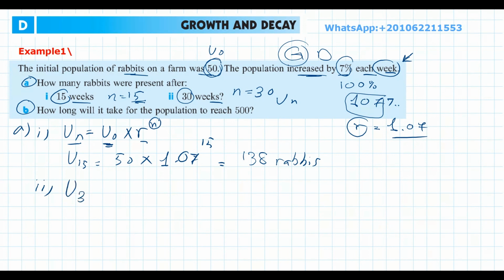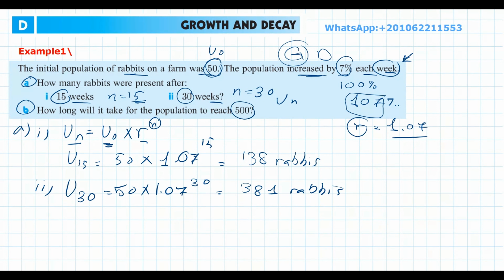Doing the same, u30 equals u0, which is 50, times 1.07 to the power 30. Using the same process, instead of writing 15, it becomes 30. It becomes 380.6. To three significant figures, it becomes 381 rabbits. As easy as that. Now we dealt with the first question. What about the second question? Here he asked about time: how long will it take for the population to reach 500 rabbits?